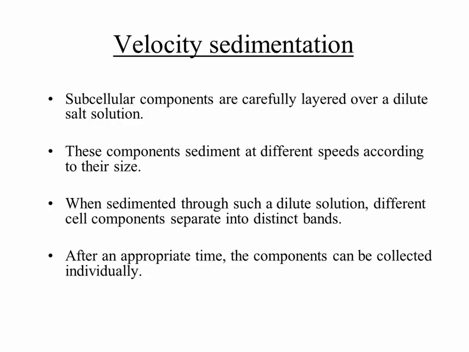The second method is what is called velocity sedimentation. Now subcellular components, that means the different components inside the cell, like these different organelles, are carefully layered over a dilute salt solution. Now these components sediment or settle down to the bottom at different speeds according to their size. So when sedimented through such a dilute solution, different cell components will separate out into distinct bands. And then you will collect them after an appropriate time. You have some knowledge about how long you need to wait, then you collect them and the components are separated.